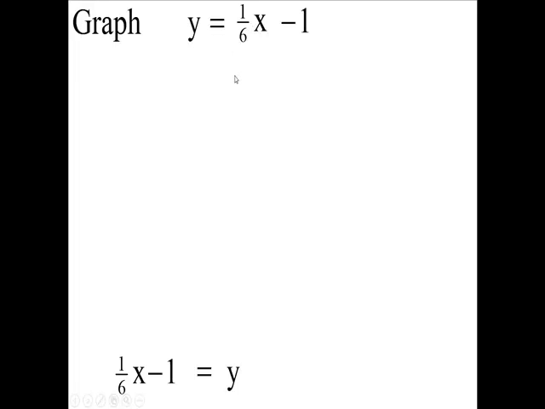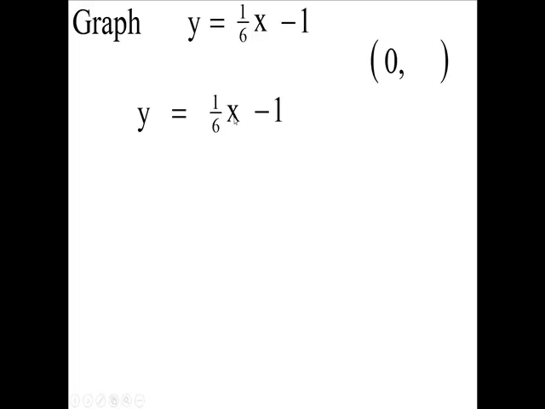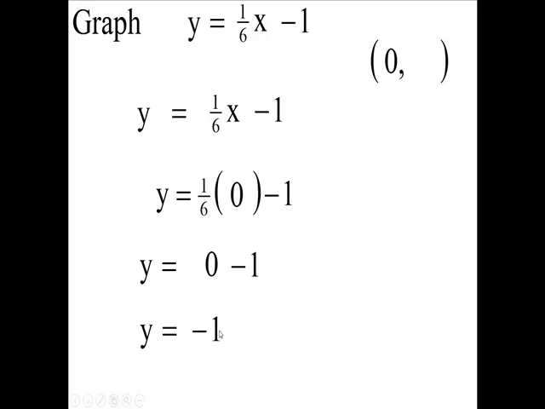Right now, though, we're going to get some points. What happens when x is 0? When x is 0, what is the value of y? We'll copy down the equation, and in place of the x, plug in the 0. 0 would go right here in place of that x. And 1/6 of 0 is 0, so y equals 0 minus 1, which is a negative 1. So when x is 0, y is negative 1.